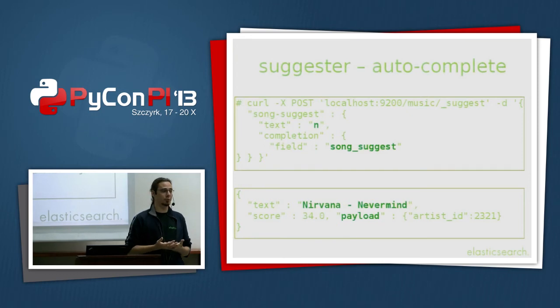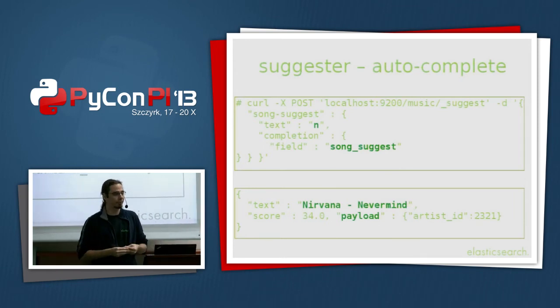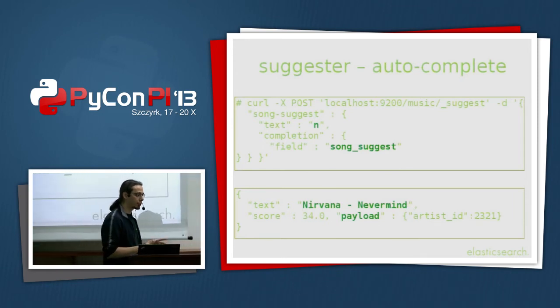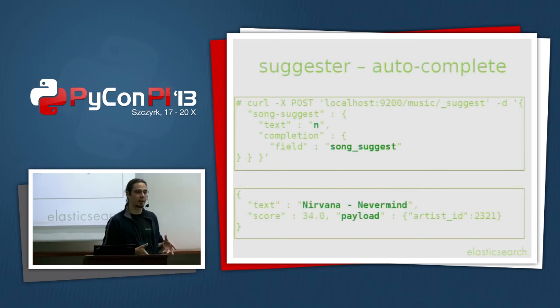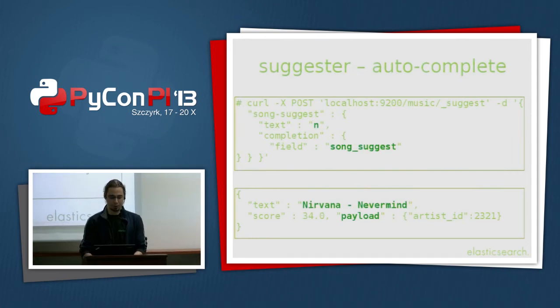Oftentimes, people use search for auto-completion. And that's totally possible, but not very good. It is not very good because search has a high overhead, and it was not built to do auto-completion. There is another thing that's built to do auto-completion, and that is a suggester.